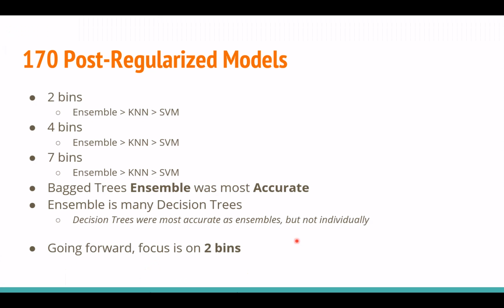So after looking at 170 post-regularized models, we see the same relationship. Ensemble, the best ensembles outperform the best KNN, which outperform the best SVM. Bag tree ensembles were the most accurate.